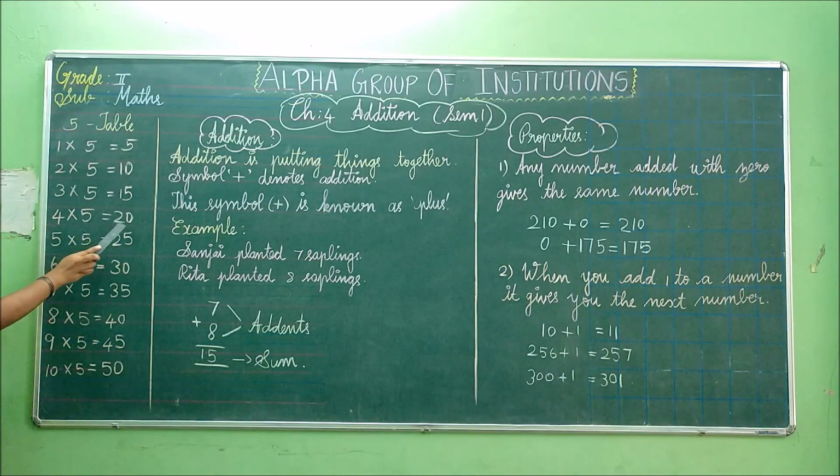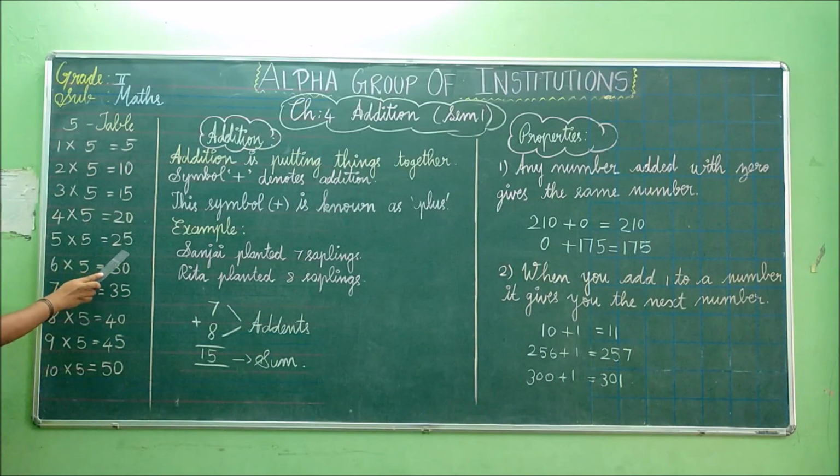4 5s are 20. 5 5s are 25. 6 5s are 30. 7 5s are 35. 8 5s are 40. 9 5s are 45. 10 5s are 50. Shall we read once again, children?